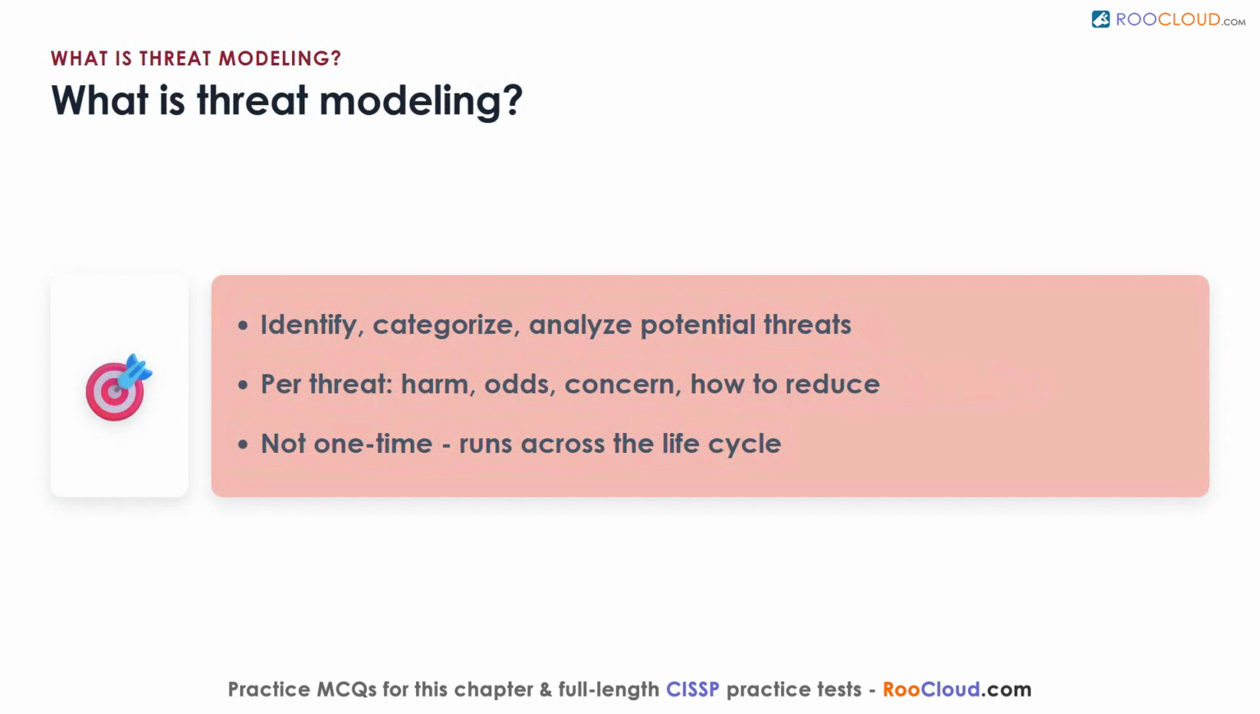What is threat modeling? It is the process of identifying, categorizing, and analyzing potential threats. For each one, you work out the possible harm, the odds it happens, how much you should worry, and how to remove or reduce it. It is not a one-time event. You start it early in design and keep it running across the whole life cycle. Mature software teams fold it into their development life cycle to catch flaws sooner and cheaper. Think of a building inspector who checks the plans, the construction, and the finished structure, not just one snapshot.